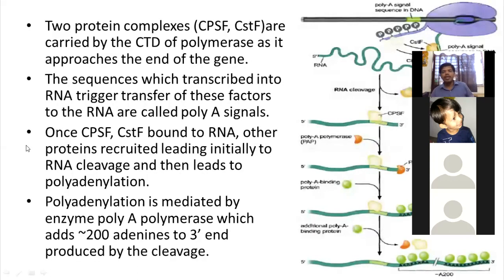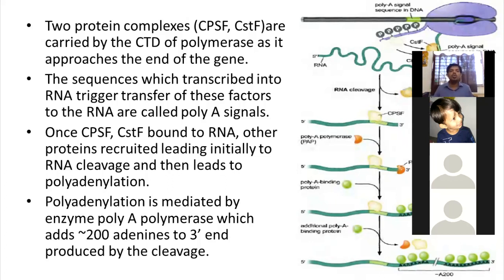Then we will learn about splicing, how splicing occurs. Two protein complexes, CPSF and CSTF, are carried by the C-terminal domain of the polymerase as it approaches the end of the gene. One by one, we will learn about these two factors. First one, that is CPSF. CPSF means what? Cleavage and polyadenylation specific factor. They are responsible for the cleavage and polyadenylation also. So, cleavage and polyadenylation specific factor and cleavage stimulating factor.